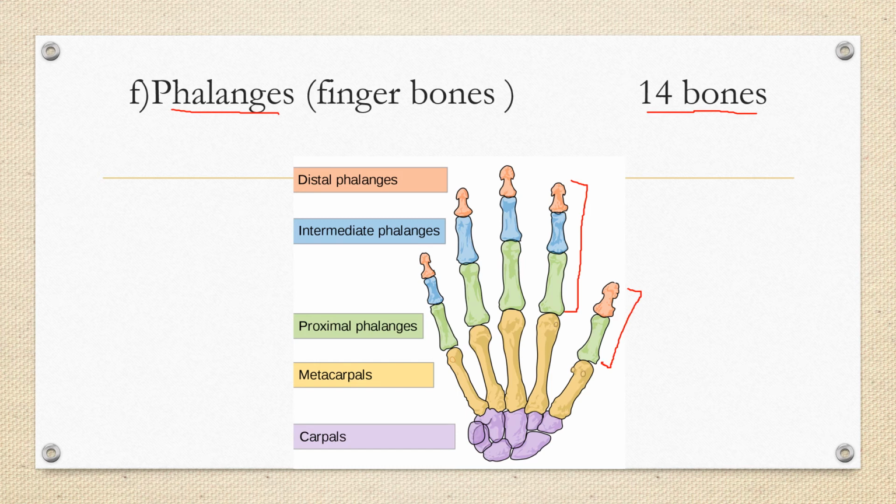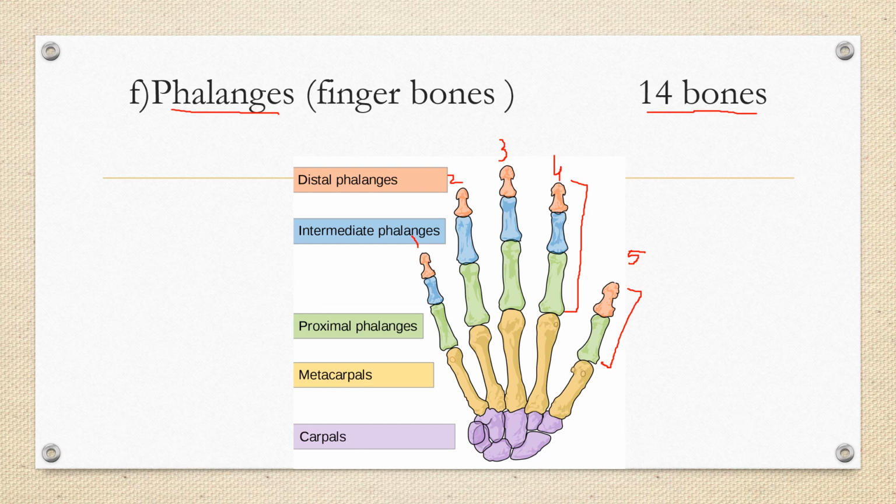Total 14 finger bones. These are also present in rows, as you can see that this is the first row, this is second row, third row, fourth row having 3 bones, and that last row, fifth row, that is constituting your thumb, and these have only 2 bones.